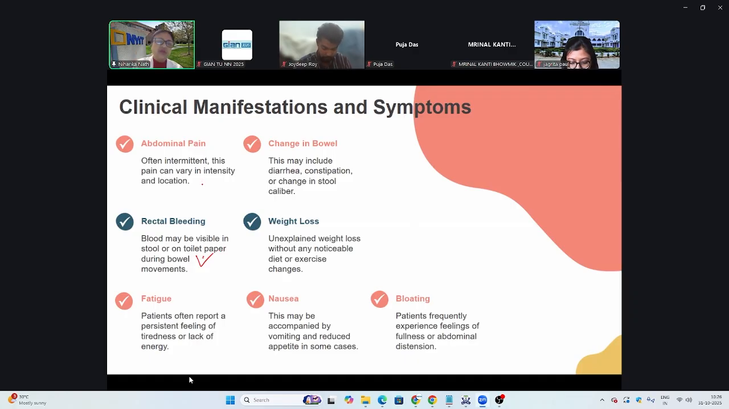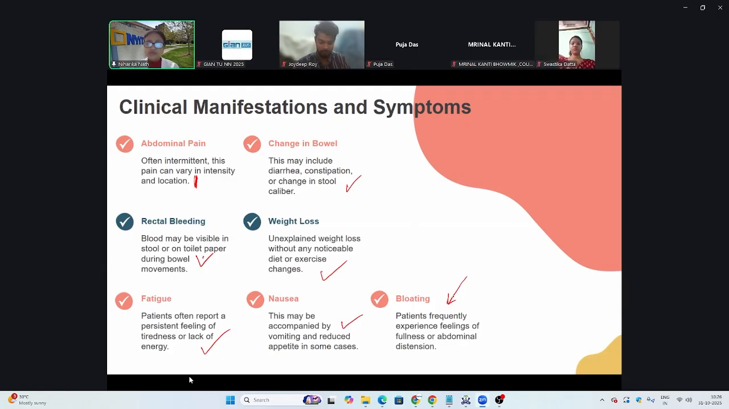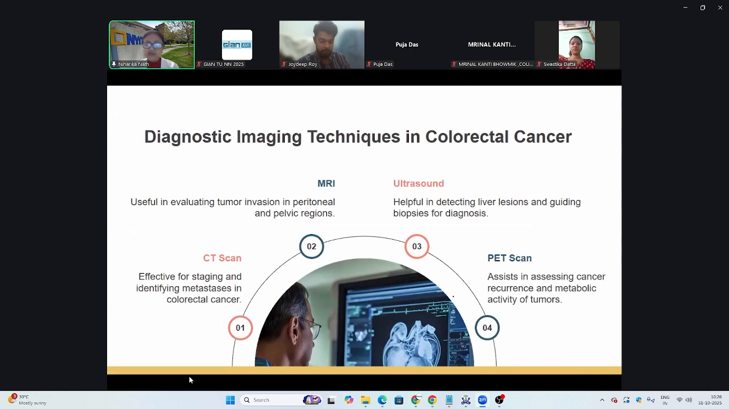So there will be intermittent pain, but a major thing about colorectal cancer is intense pain, and people who suffer from it have terrible pain. Change in the bowel type or consistency, big weight loss. You're not trying to lose weight, but you're losing weight. That's a matter of concern for the patient. A lot of fatigue, nausea, loss of appetite, and typically for CRC, people experience bloating, a feeling of fullness. So those are some symptoms.